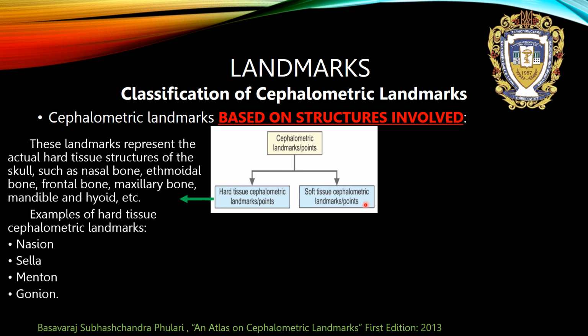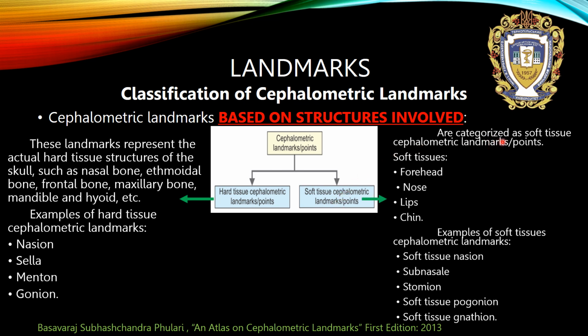Soft tissue cephalometric landmarks and points are categorized as soft tissue cephalometric landmarks and connect with soft tissues like forehead, nose, lips, chin. Examples of soft tissue cephalometric landmarks are soft tissue nasion, subnasale, stomion, soft tissue pogonion, soft tissue gnathion, and many others.